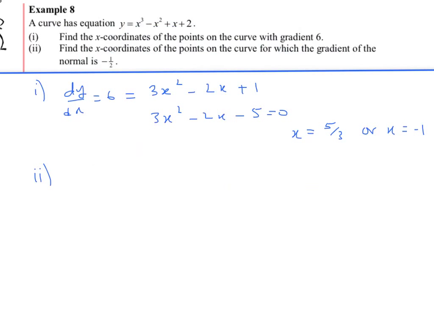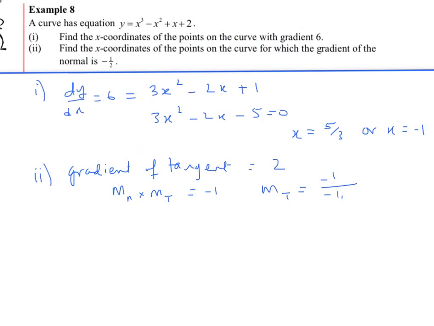Now, with the second equation, we've been told that the gradient of the normal is minus a half. If the gradient of the normal is minus a half, then the gradient of the tangent equals 2. And we know that because the gradient of the normal times the gradient of the tangent equals minus 1. And therefore, the gradient of the tangent equals minus 1 over minus a half, which equals 2.